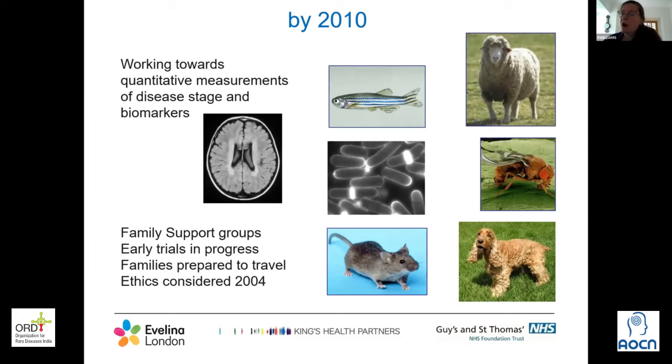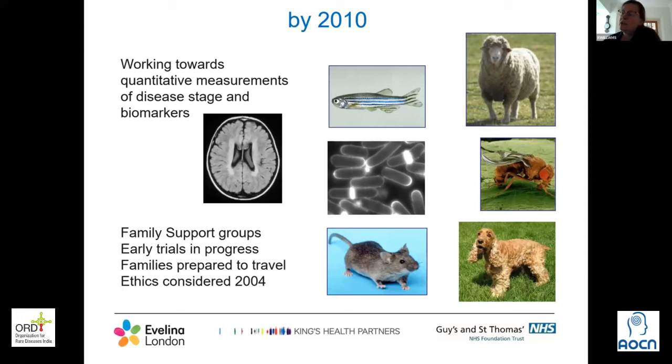We have a variety of animal models, naturally occurring and genetically engineered mice. We have imaging studies which could be quantified to show the rate of progression of disease. So we have a kind of biomarker, a radiological marker that might be used to monitor disease progression. And we have a number of family support groups around the world, and I'll come back to them later.